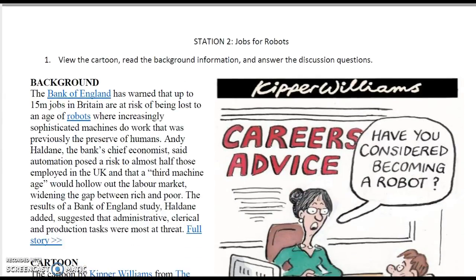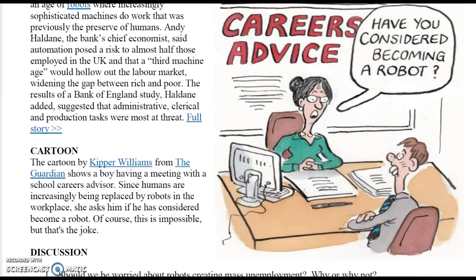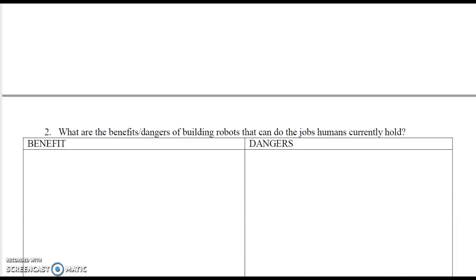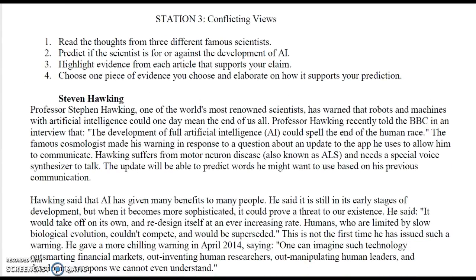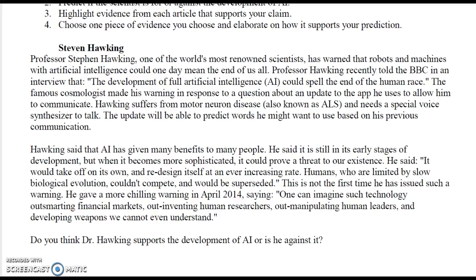The second one will be jobs for robots, and there's a short little cartoon with a description. The main point of this one is to determine whether artificial intelligence will cause a problem by creating mass unemployment. Station 3 shows conflicting viewpoints of famous scientists in the field of artificial intelligence. They're going to read through the different viewpoints of these scientists and try to find evidence from it that supports their claim.